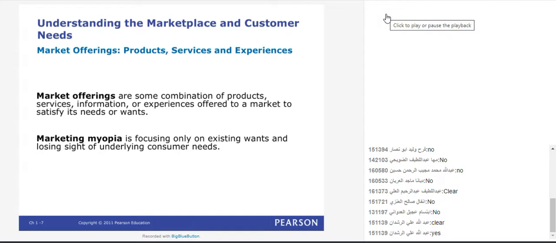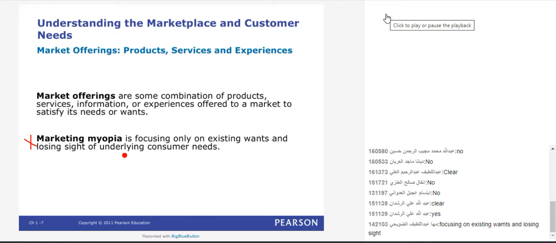So in order to provide products and services to customers, you shouldn't have marketing myopia. Why? Because you should focus on people's wants and anticipate what's coming. So you don't have short-sightedness. Anticipate what is coming in order to develop yourself. Okay? You shouldn't have short-sightedness by only satisfying what people want now and forgetting about later. So you shouldn't have this marketing myopia: focusing on existing wants and losing sight. That's exactly right, Maha.